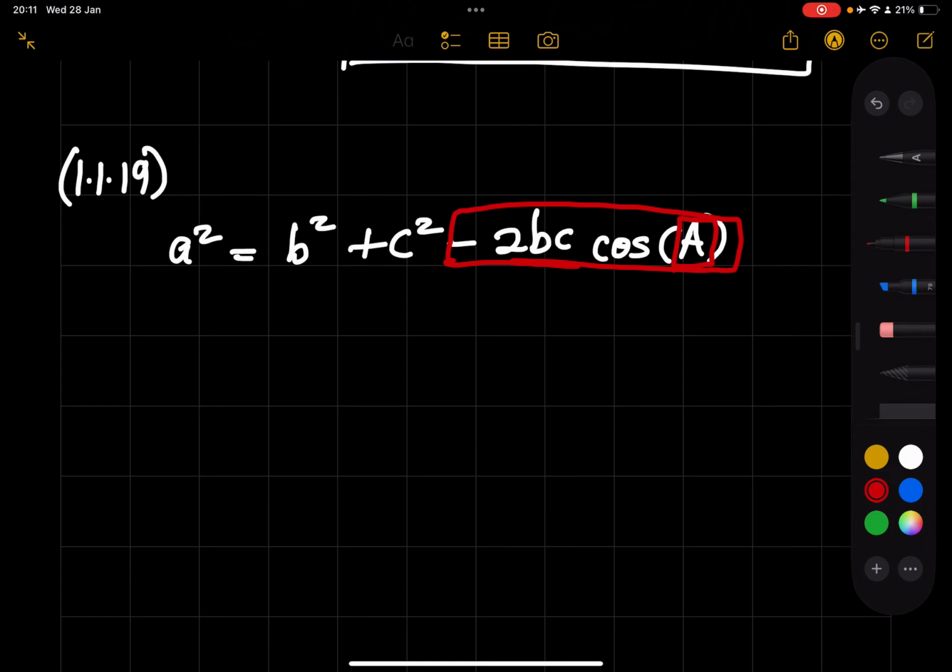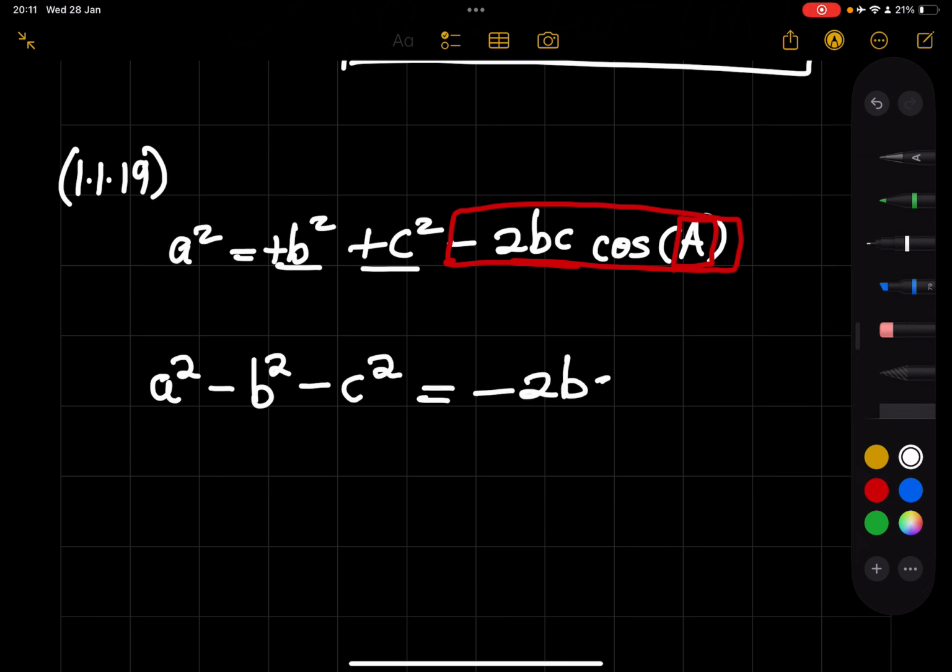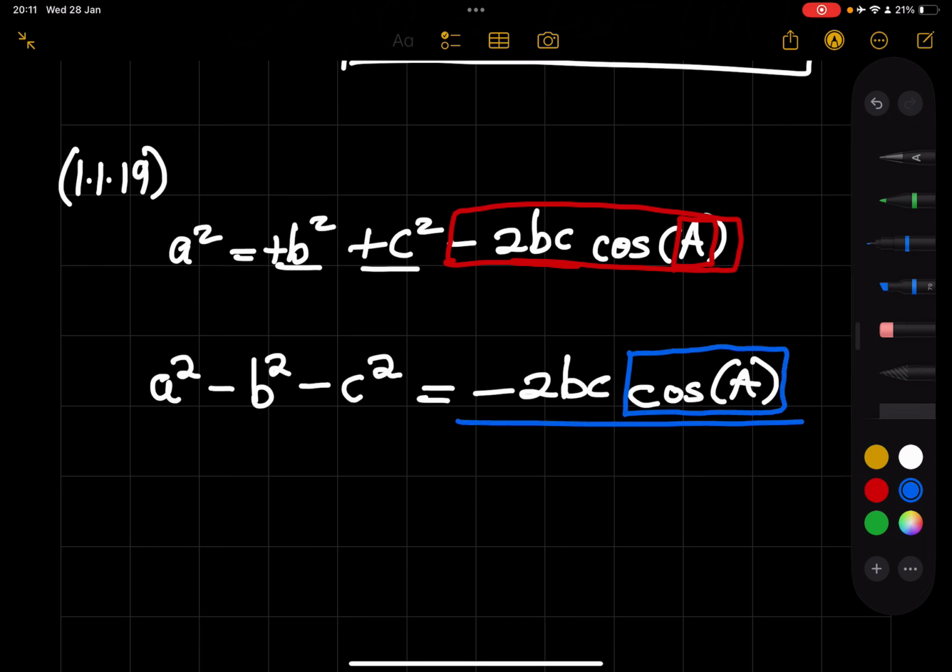Right. So the easiest way to do this is this. We can easily move this guy and that guy to the other side. So we're going to have a squared minus b squared minus c squared, because it was plus b squared and minus c squared, is equal to negative 2bc cosine of A. Alright. And then we can easily isolate cosine of A by dividing both sides by negative 2bc.